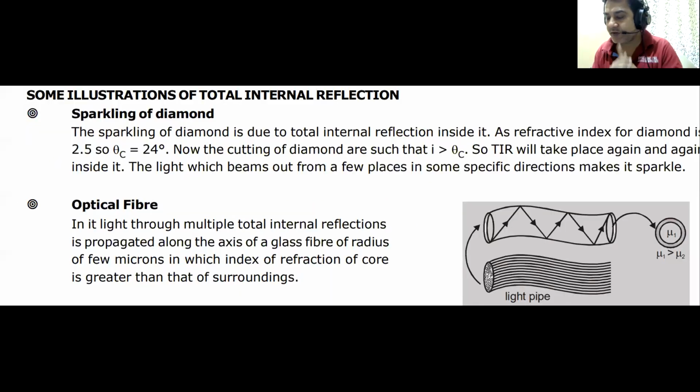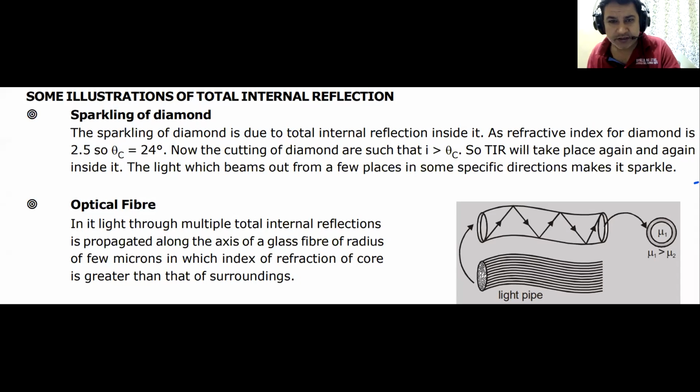Then we come to the illustrations of total internal reflection. Diamond: you must be knowing that diamond is not as costly as it is made to be. In fact, it is also not a rare commodity. Gold is valuable because it is rare. Diamond is available in abundance. Do we know this? Yes or no?